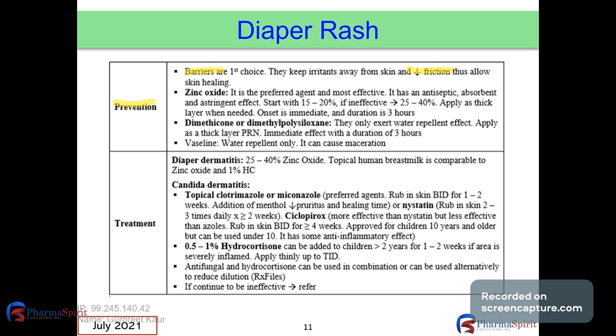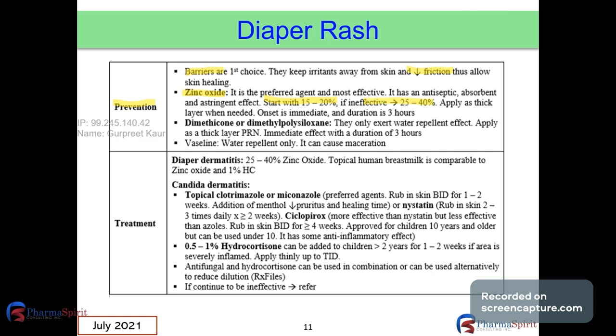The barrier of the first choice is zinc oxide. So this is the preferred barrier, and it is the most effective. It has multiple effects. It's an antiseptic, it's an absorbent, so it absorbs the moisture that makes the area more susceptible to candida infection, and also it has astringent effect. We usually start the prevention with 15 to 20% zinc oxide. If this is not effective, we go to the 25 to 40%.